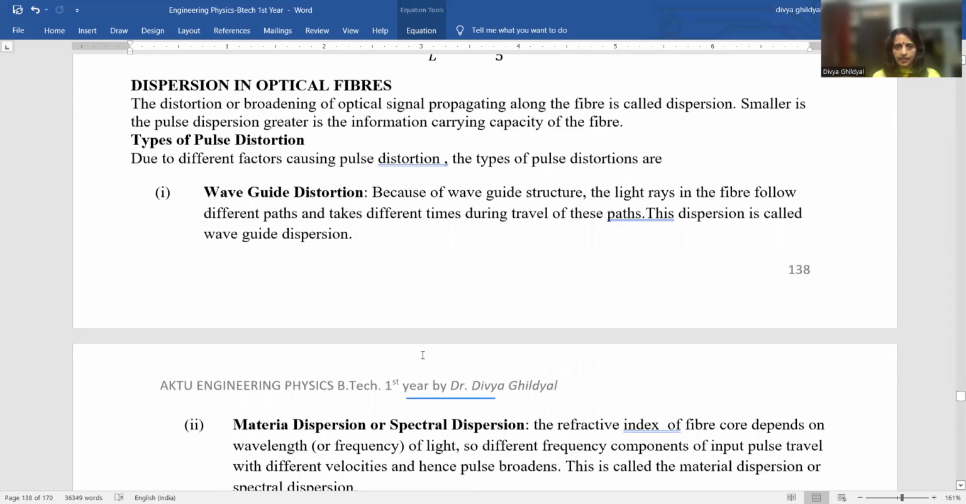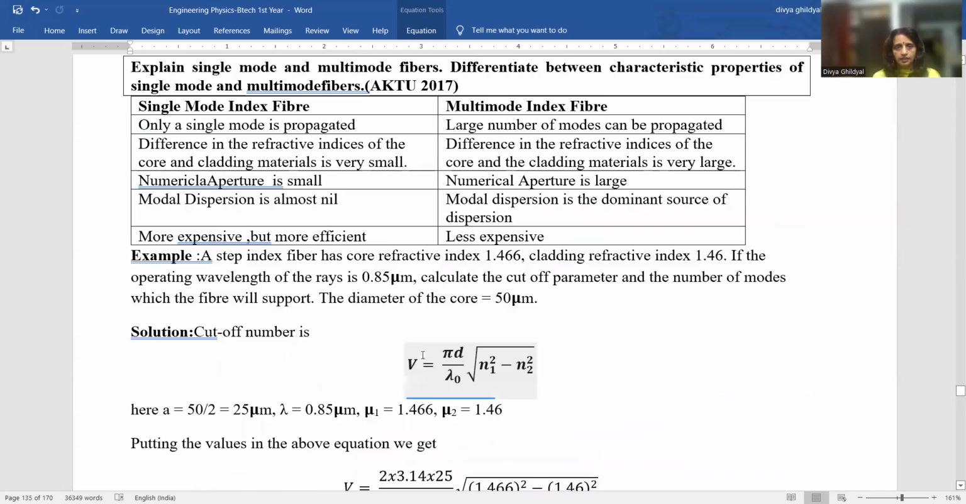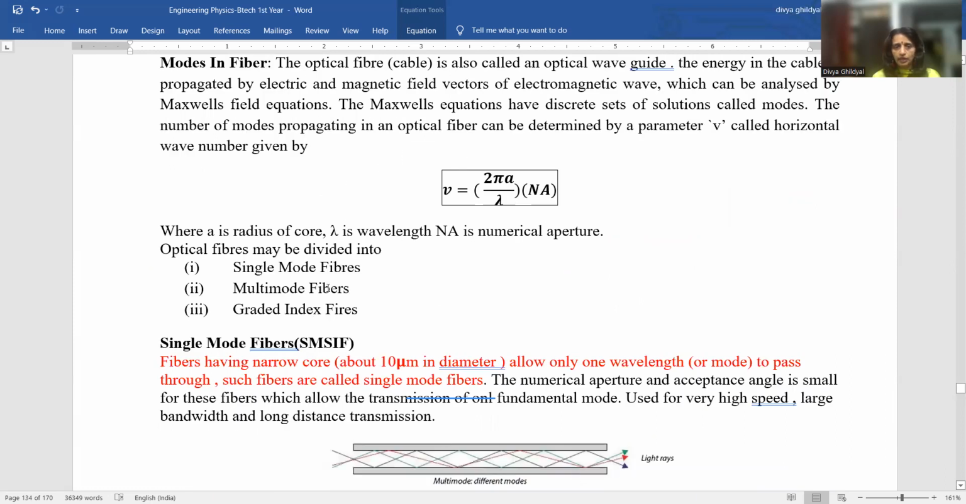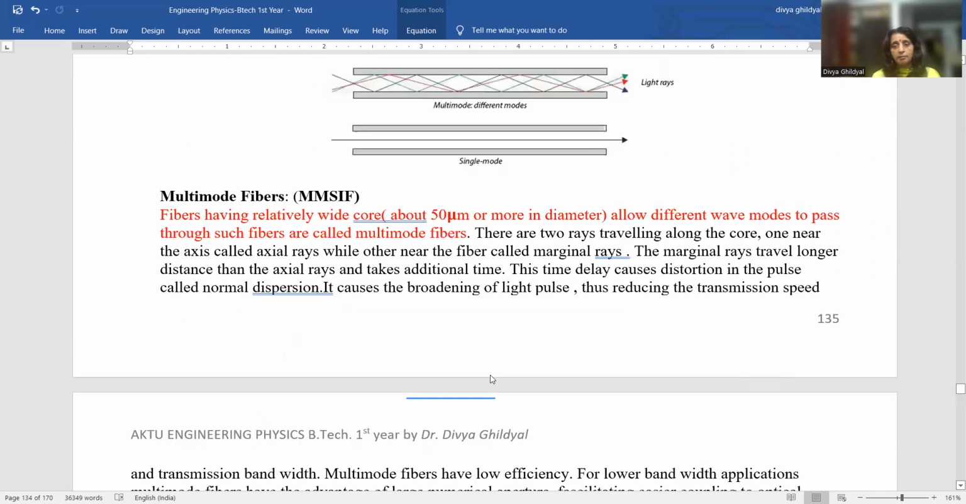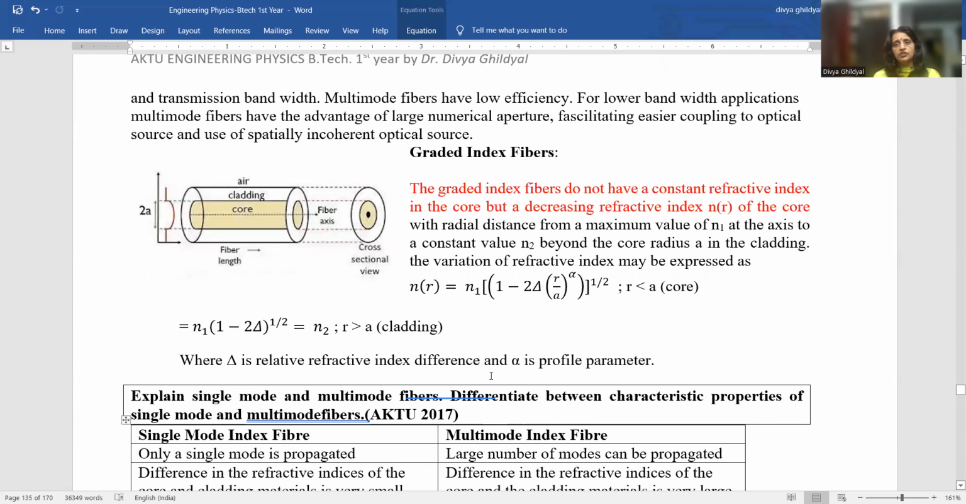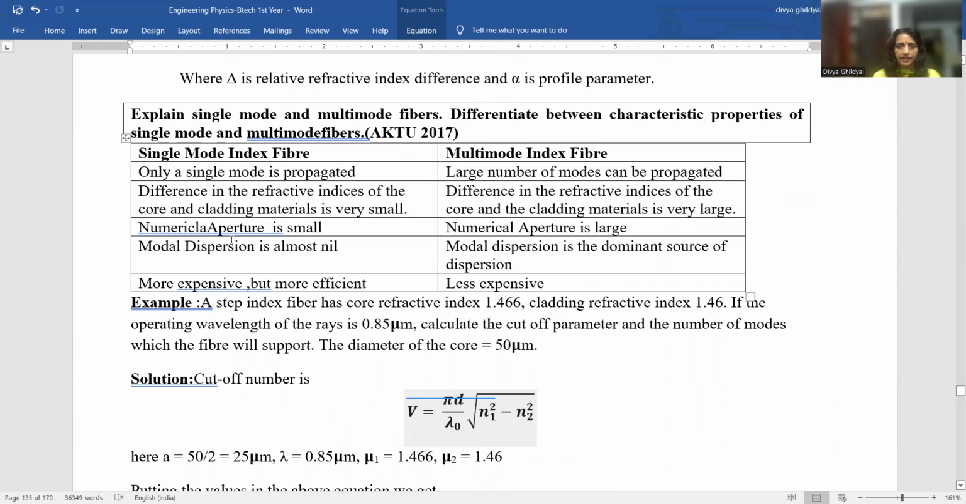So quickly, let us revise what did we do in optical fiber second lecture today. We learned that the types of optical fibers are single mode, multi-mode, and graded. Single mode, refractive index remains constant. Multi-mode, it allows different wave modes to pass through such fibers. And in the graded, they do not have constant refractive index, but a decreasing refractive index. Single mode are comparatively better as they have less scattering, less dispersion, but yes, they are comparatively more costly.